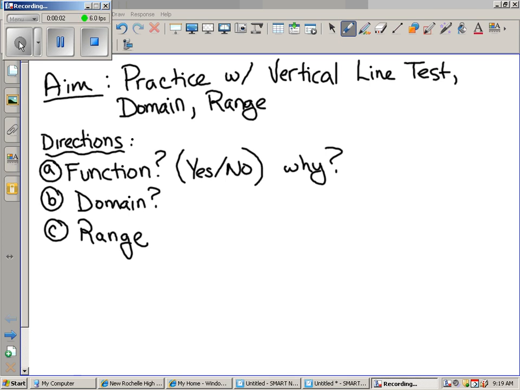Okay, so today we're going to be practicing with the vertical line test and exploring domains and ranges with functions. We're going to do a few problems, so something like 6 problems today. And for each of the problems, we're going to do the following. We are going to decide whether it's a function or not. We're going to answer yes or no. We're going to talk about why. Then we're going to talk about expressing, writing down what the domain is and what the range is.